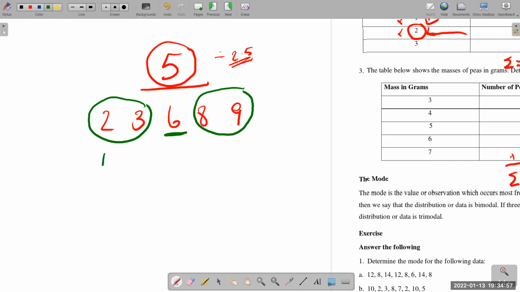So this is the first term. This is the second term. The third term is going to be the middle number, and this would be the 4th, and this would be the 5th. You see it now?